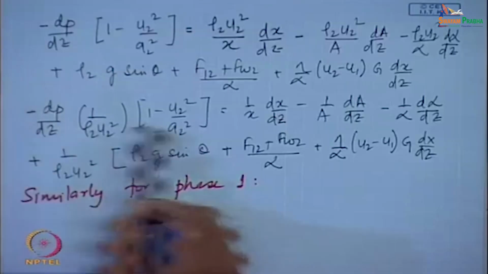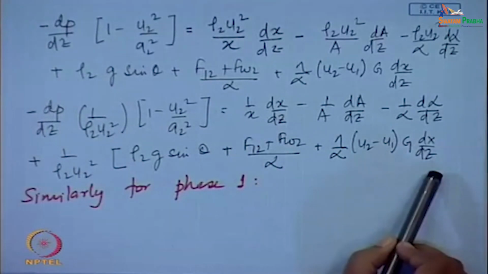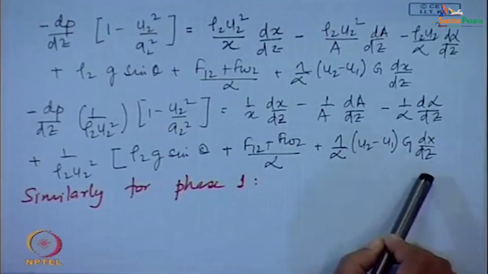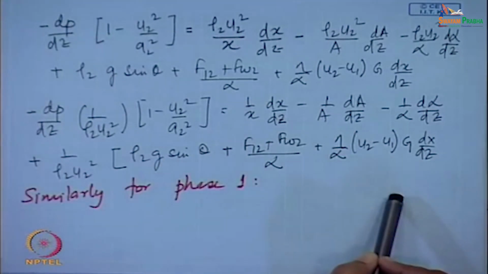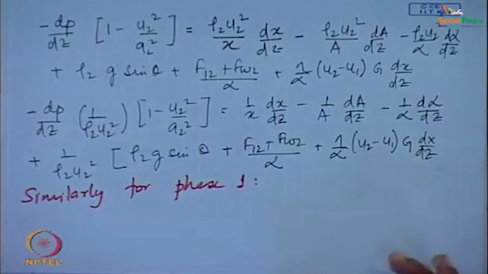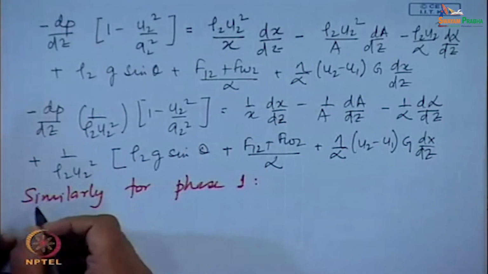So, if you follow what we had done till the last class, we finally arrived at a momentum equation for phase 2. In the same way, we can write down a momentum equation for phase 1 as well. Just write it down, let us see what you get in this particular case.